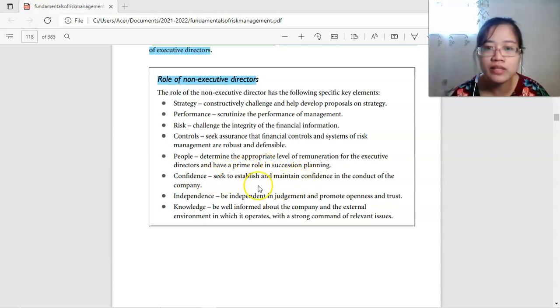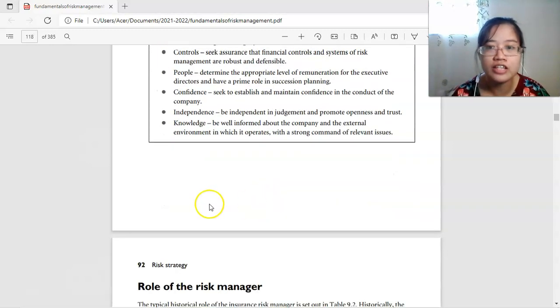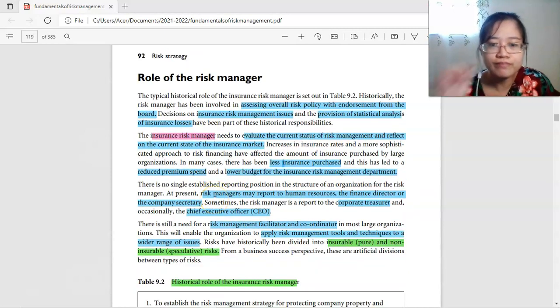Confidence, seek to establish and maintain confidence in the conduct of the company. Independence, be independent in judgment and promote openness and trust. Tapos knowledge, kailangan, di ba, competent. Keep yourself updated. Be well informed about the company and the external environment in which it operates with a strong command of relevant issues. Yeah.